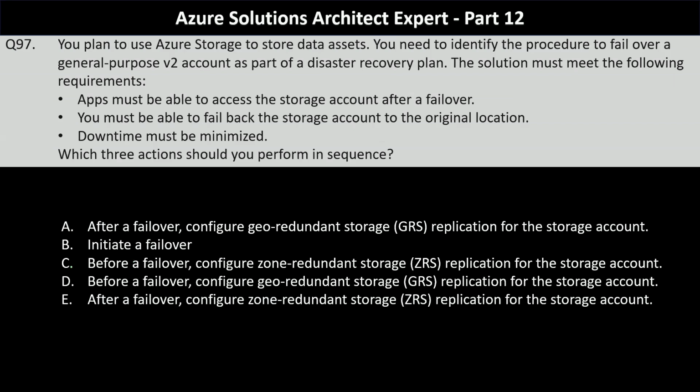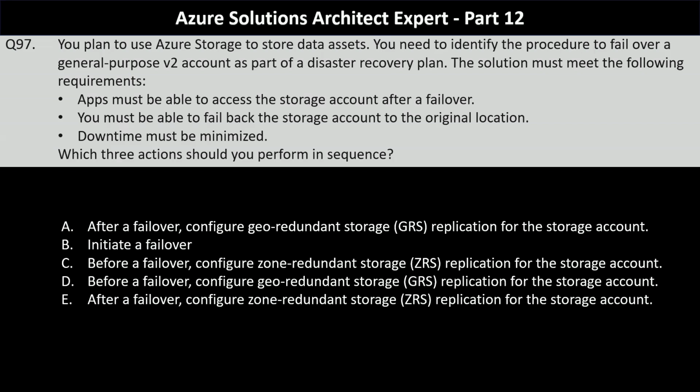Next question, friends. You plan to use Azure Storage to store data assets. You need to identify the procedure to fail over a general purpose V2 account as part of a disaster recovery plan. The solution must meet the following requirements. Apps must be able to access the storage account after a failover. You must be able to fail back the storage account to the original location. Downtime must be minimized. Which three actions should you perform in sequence?